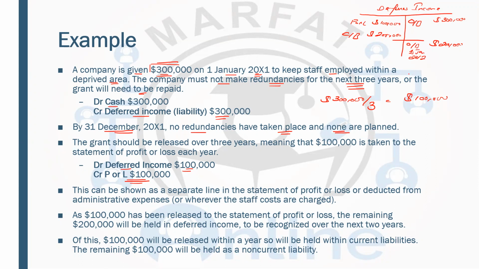Now at this date, the first liability you have to meet is within 12 months. That means for the year ended 31st December 20x2. The next portion of it is for 20x3, which is outside 12 months. So that means this 200,000 needs to be split between current and non-current liability.